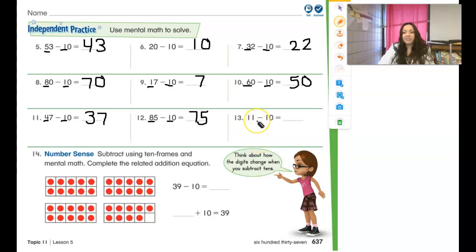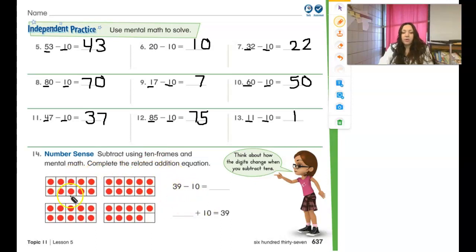All right, and then over here, look at this one. 11 take away 10. So that 1 10 is going to be taken away, so I don't have any 10s left. And look, 11 is just 10 plus 1, so all I have left over is a 1. Very good. Okay, at the bottom it says subtract using 10 frames and mental math. Complete the related addition facts.